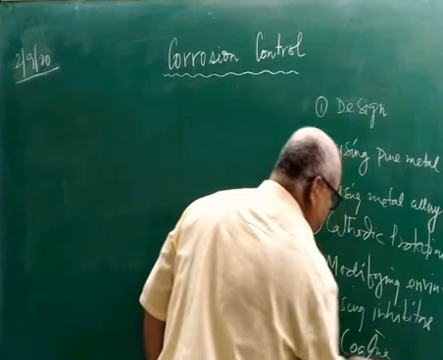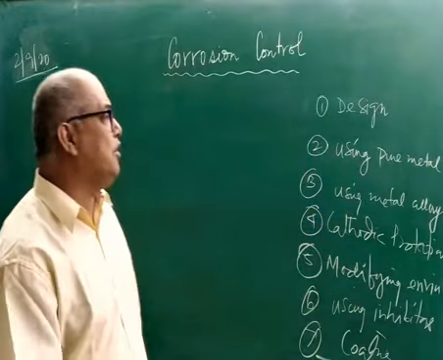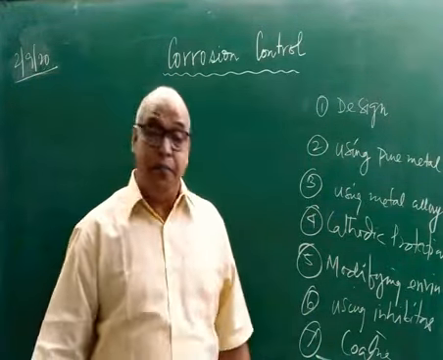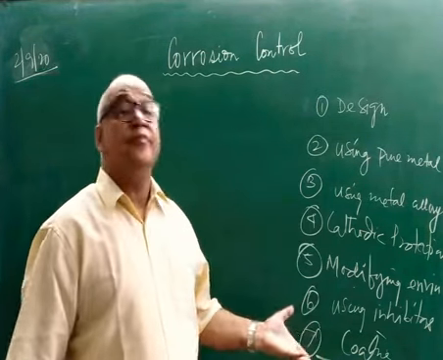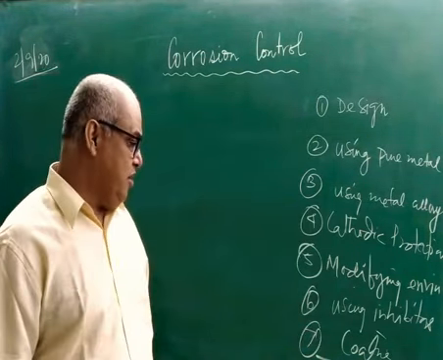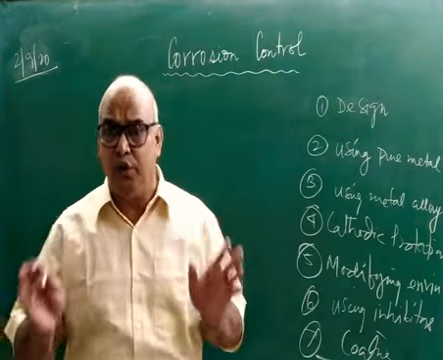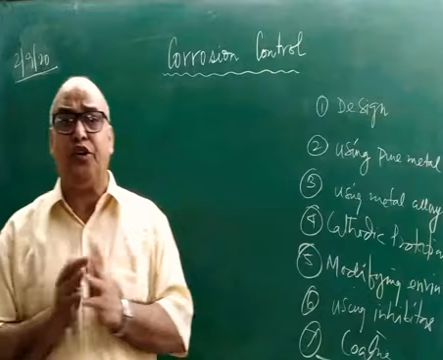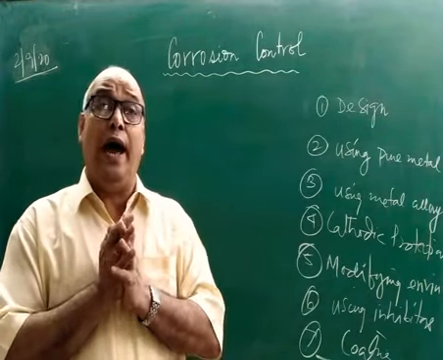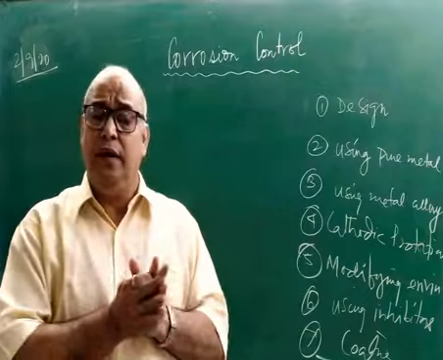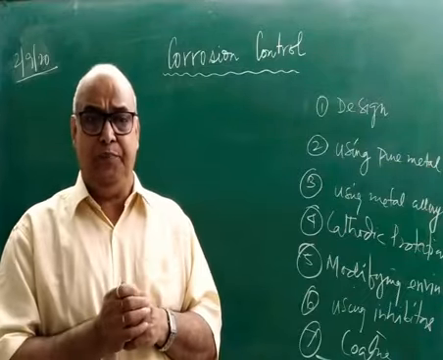I repeat, we have in general 7 different options. Number 1 is design, number 2 using pure metal, number 3 using metal alloy, followed by cathodic protection, modifying environment, using inhibitors and coating. And if we want maximum protection against corrosion, we have to adopt many of them in combination, or individually.